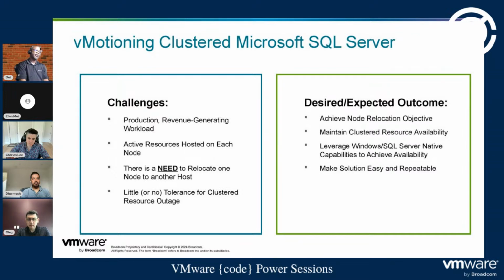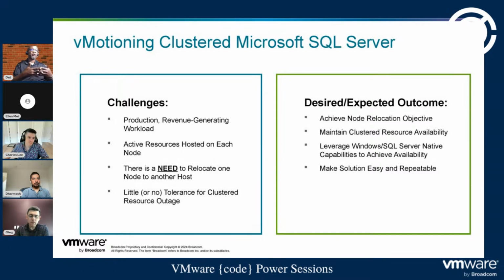And the challenge associated with performing vMotion on a clustered SQL Server is that most SQL Server instances are production revenue generating workloads. Most nodes have at least one active resource hosted on them. And occasionally, there will be a need to relocate one of these nodes to another host, but there's little or no tolerance for outages for these production workloads. We do not want to create unnecessary resource failover.